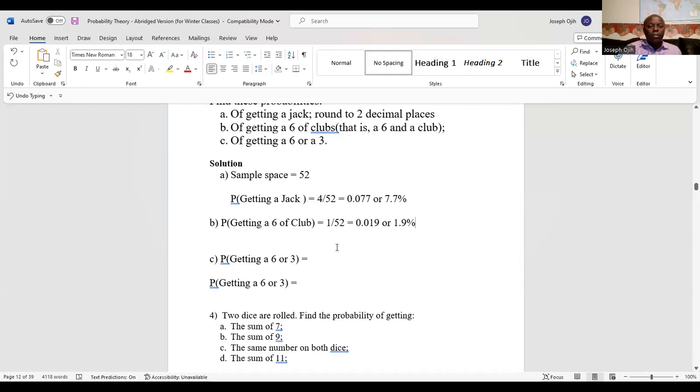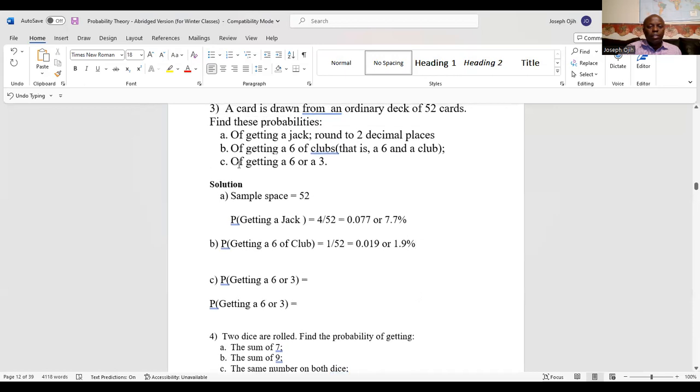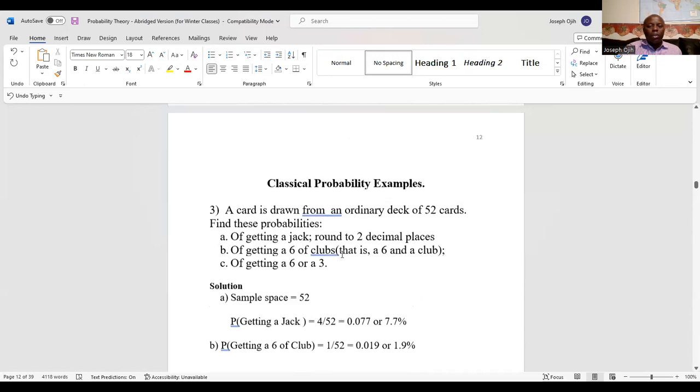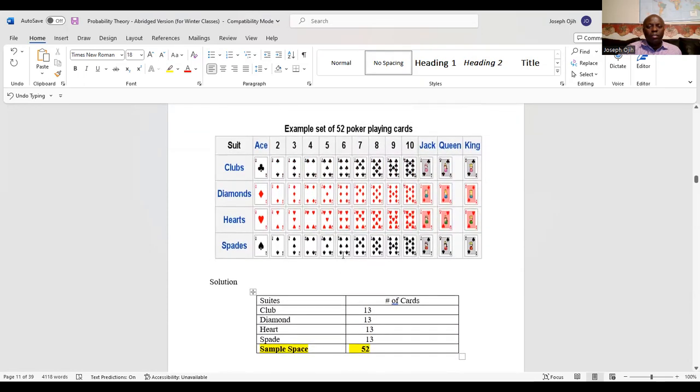Now, part C says of getting a 6 or a 3. How many cards have number 6 or 3? There are 4 cards of number 6. How many cards have that? 1, 2, 3, 4. 4 cards have number 6. 3 is number 3. 1, 2, 3, 4. 4 cards also have number 3.